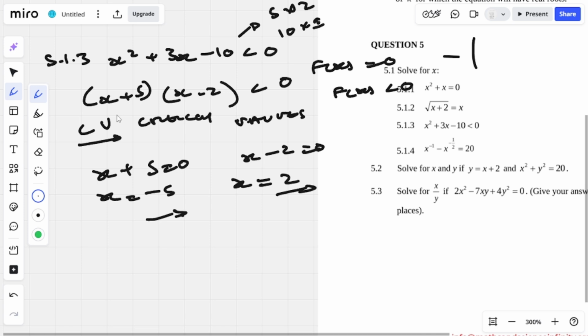Now you're going to graph it, and since it's x squared plus 3x minus 10, it's a what? It's a parabola, smiling, with a positive gradient, by the way. You don't need to draw this perfectly.